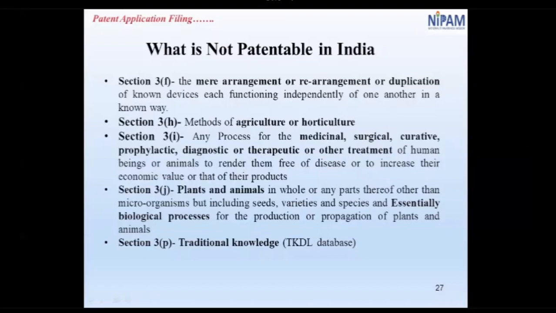One more question on 3(j). In 3(j) you say here, in whole or any parts thereof other than microorganism. Other than microorganisms, what do you mean here? Are microorganisms patentable? Yeah, definitely. Microorganisms are patentable subject to one condition, that it should not be isolated. Under section 3(j), microorganisms are patentable, right? But whenever you simply isolate the microorganism, it will fall under section 3(c) again.